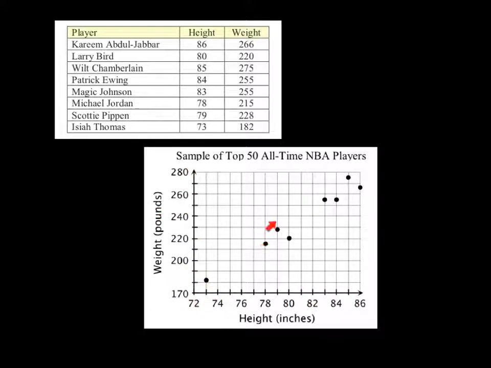And all of these dots right here represent these players. So let's see if we could find Kareem Abdul-Jabbar. He has a height of 86. So I follow along until I get to the 86, and I go up, and there's only one dot here. That's this one right here. And when I follow it over here, it's right under 270 pounds. When I look, yeah, it's 266. So that seems to be a reasonable location for that point.